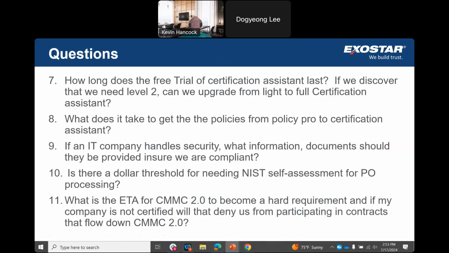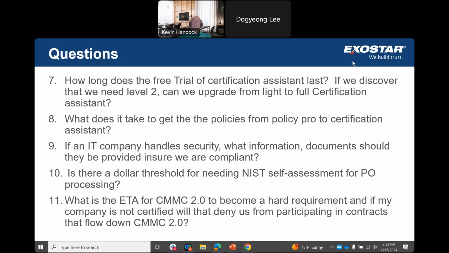Some additional questions I got in. How long is the free trial? It's a 15-day free trial. As you start to use it, if you're just trying to see where you are in Level 1, you can certainly use it for that. You can upgrade anytime from the light version, which gets you that Level 1, to the full Certification Assistant, really anytime during that process. You may be an organization that is Level 1 today but looking to move to bid on Level 2 and things like that, so you can certainly do that as well.